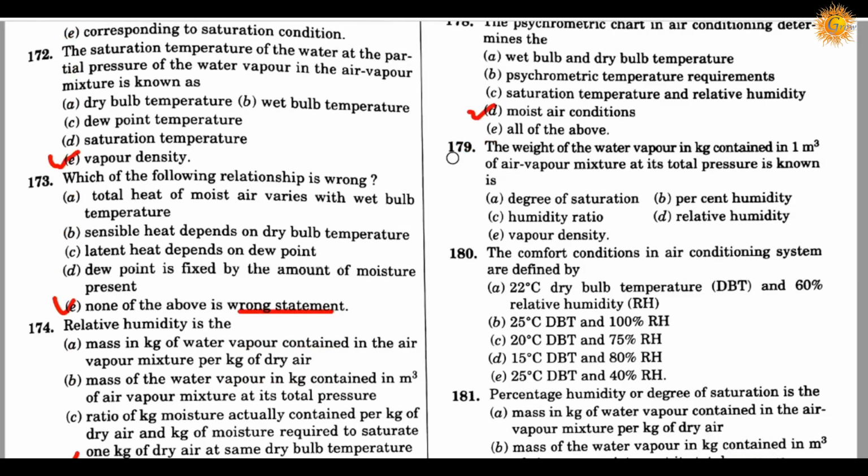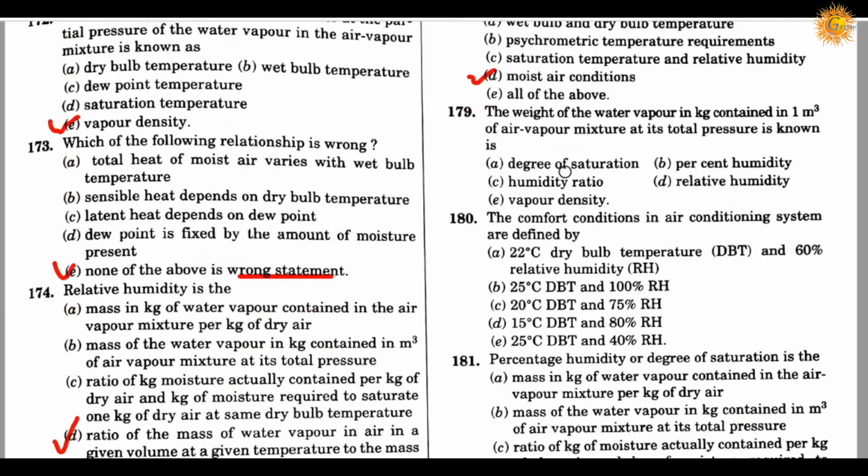Question number 179. The weight of water vapor in kilogram contained in 1 meter cube of air vapor mixture at its total pressure is known as: Option A, degree of saturation. Option B, percent humidity. Option C, humidity ratio. Option D, relative humidity. Option E, vapor density. So the correct answer is vapor density. E is the correct answer.